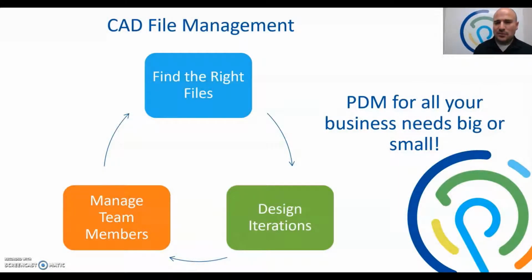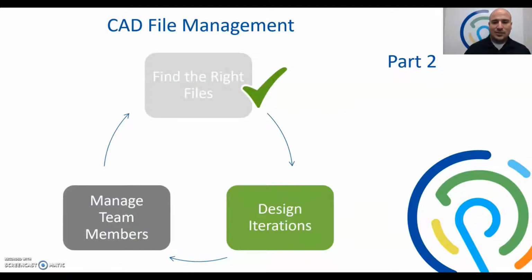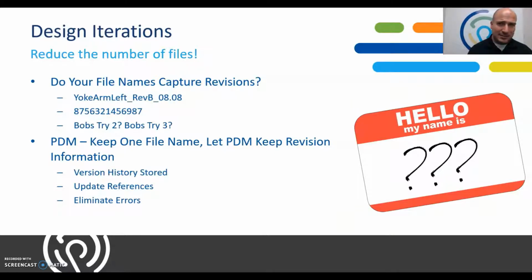So for this episode, we're going to be talking about design iterations and how PDM can help your business, either big or small. So how many files does your company have currently? Or how many are you about to produce in the next year? Do you have a way of capturing some of the information about these files in the file name, maybe like the revision number or the level, maybe the date? What if you just have a random string of numbers for every different file?